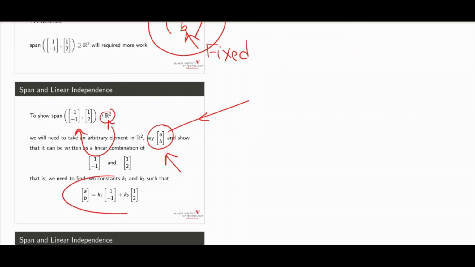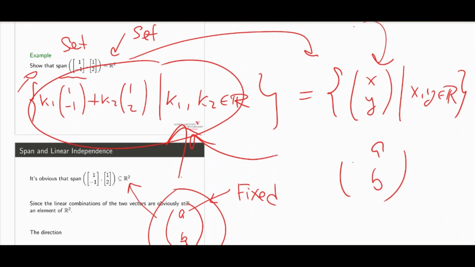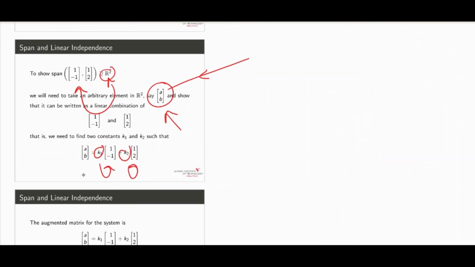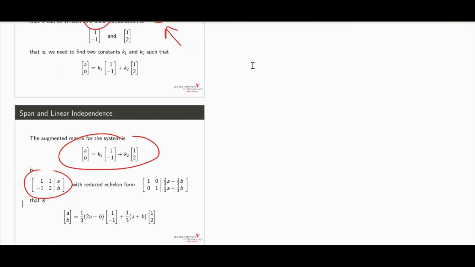If you want to show that an element is in here, this is what you need to do: find k1 and k2 such that k1 of this vector and k2 of this vector equals (a, b). Recall that the set is like this. You pick an element (a, b) and show that you can write it like this, so that this vector qualifies as an element of that set. So how do we do that? There are several ways. One thing you can do is write this in an augmented matrix. This time, unfortunately, you can't really use your calculator to do row reductions. You will have to do it by hand.